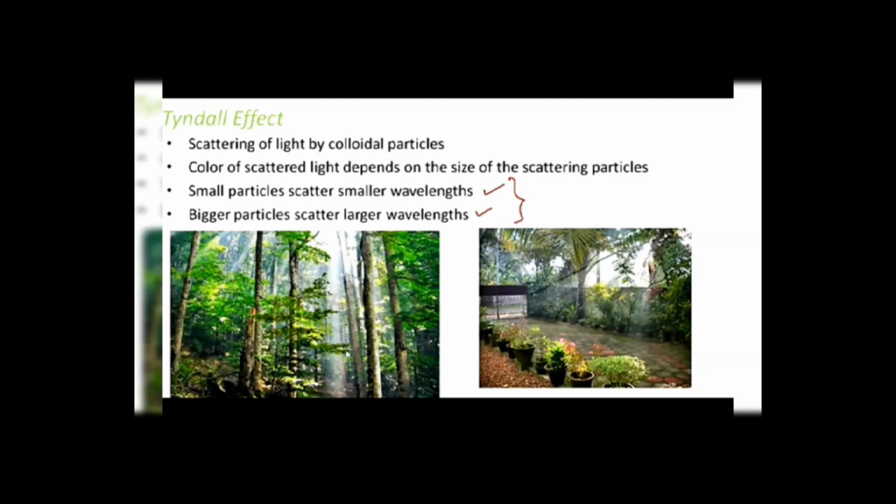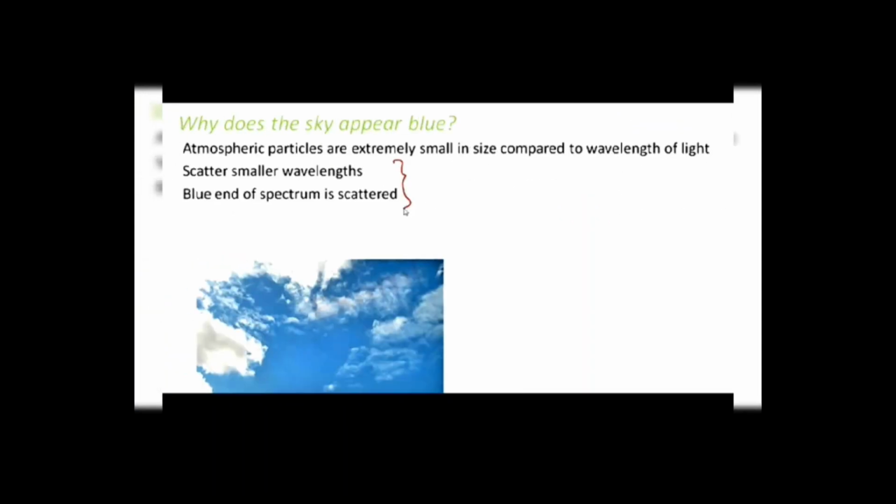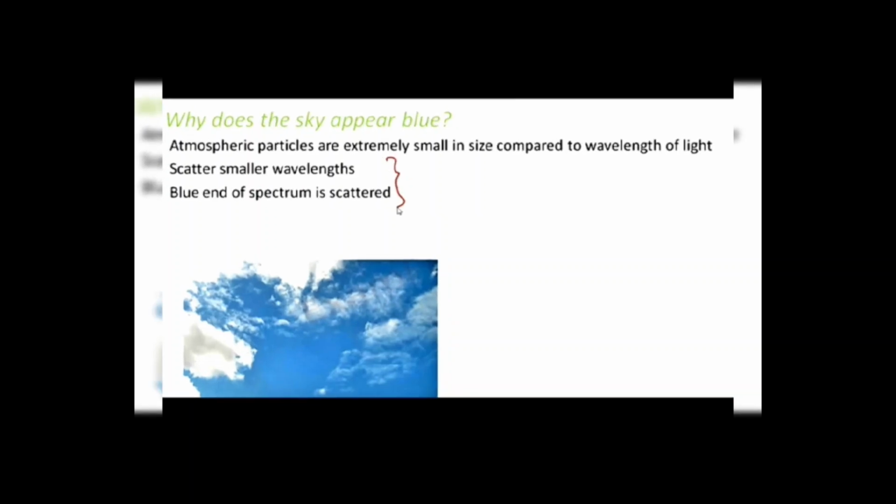Now let's see why the sky appears blue. In this case also, the atmospheric particles which are present are extremely small in size compared to the wavelengths of white light. Just now I told you that if the particles are small in size, they will scatter smaller wavelengths. If you look at the spectrum of white light, you would see that the red end of the spectrum, that's red, orange, yellow, has comparatively larger wavelengths as compared to the blue end of the spectrum, that is violet, blue, indigo.